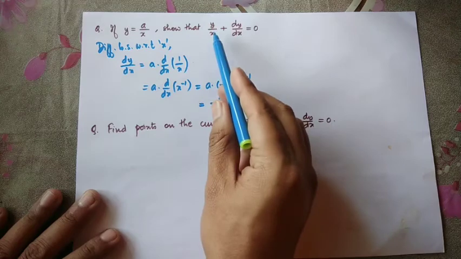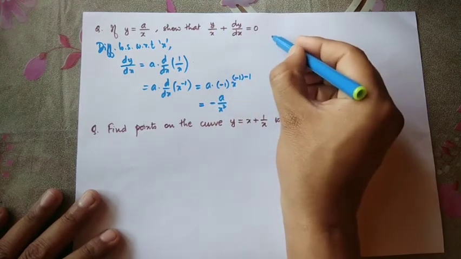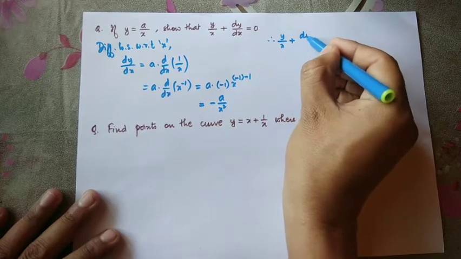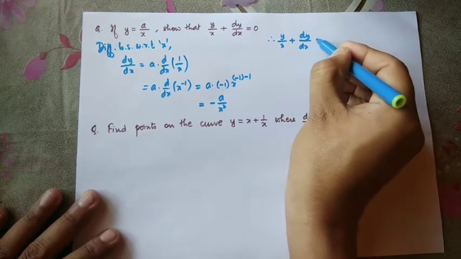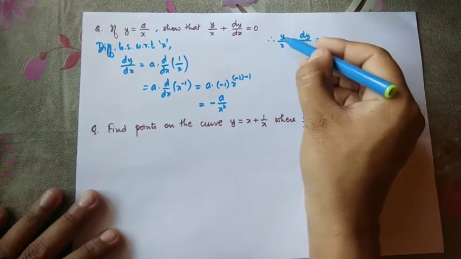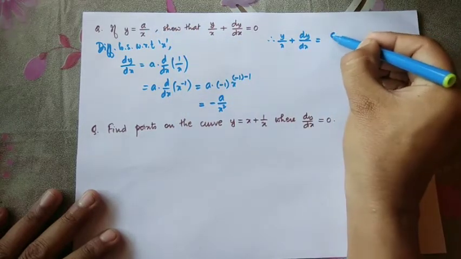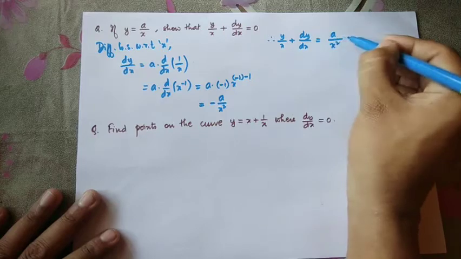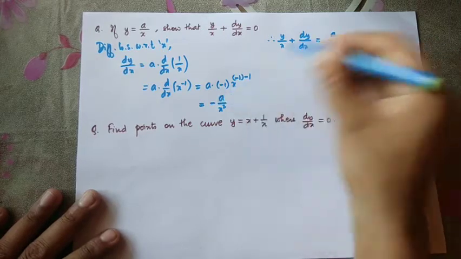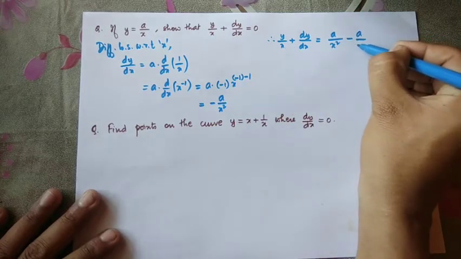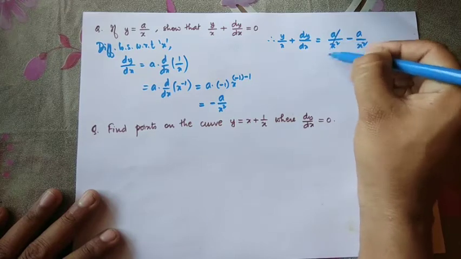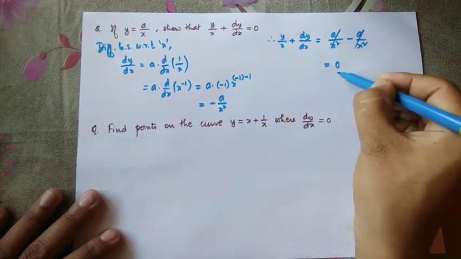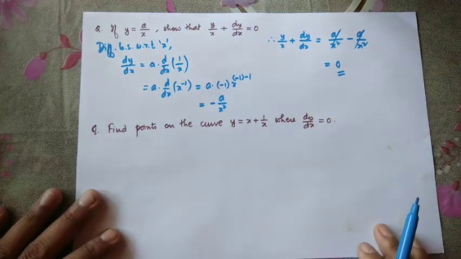Now let's check what is my left hand side. So we have y by x plus dy by dx. Let us simplify this. Now how much is y? Y is a by x, and with this it becomes a by x square. And what is the value of dy by dx? It is minus a by x square. So both are same, so both will get cancelled. So ultimately you will get 0. So we have shown this as well.